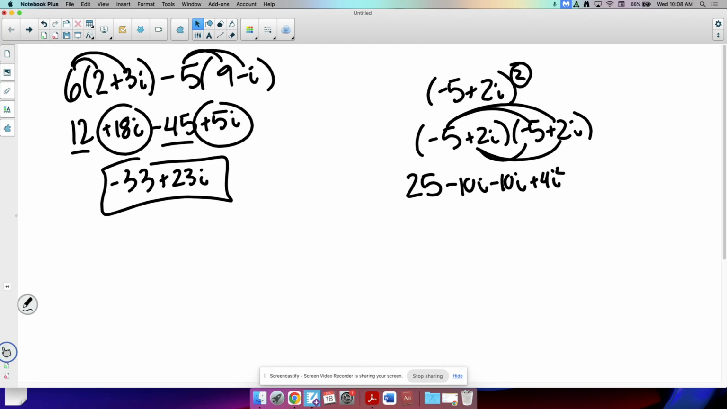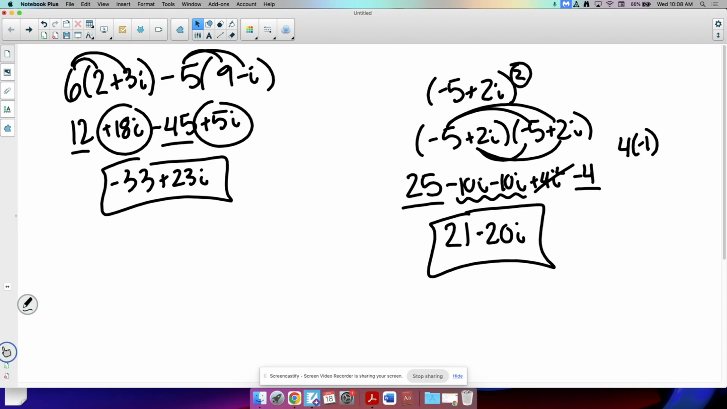When you guys are going through your multiplying, make sure you follow the numbers. Whenever we get an i squared, what is i squared the same as? It's negative 1. So this is going to make a minus 4, because really it's 4 times negative 1, which is negative 4. This negative 4 can now be combined with the other real portion, so 25 minus 4. Your i's, are they going to cancel here? No, they're both negative. So since they're both negative, you just put them together. So negative 10 minus another 10 gives us negative 20i.